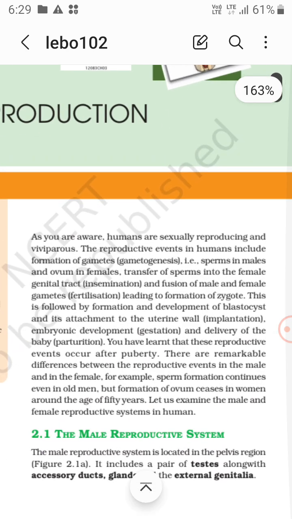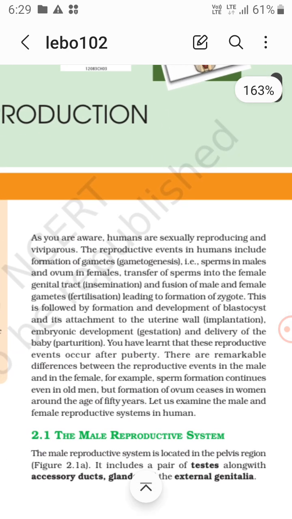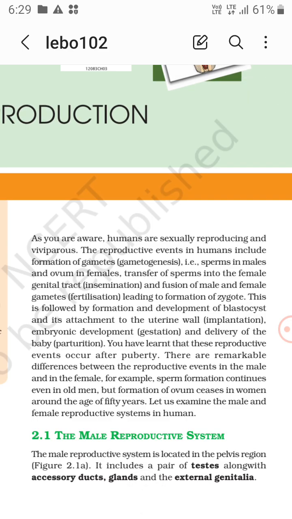So this is the first paragraph. Humans are sexually reproducing and viviparous, right? The reproductive events in humans include formation of gametes, that is gametogenesis, that is sperms in males and ovum in females. Transfer of sperms into the female genital tract is insemination. The fusion of male and female gametes is fertilization, leading to the formation of zygote. This is followed by formation and development of blastocyst and its attachment to the uterine wall, that is implantation. Embryonic development, that is gestation, and delivery of the baby, that is parturition.